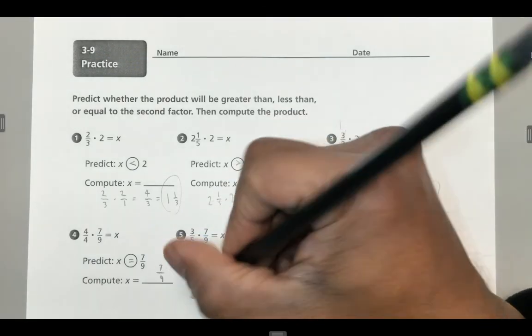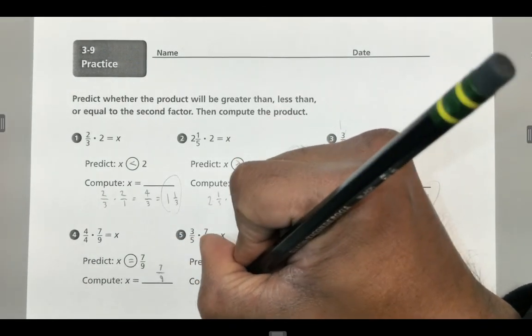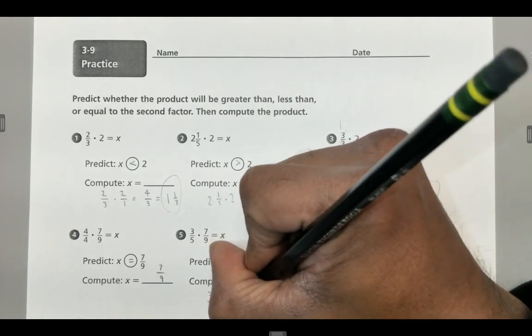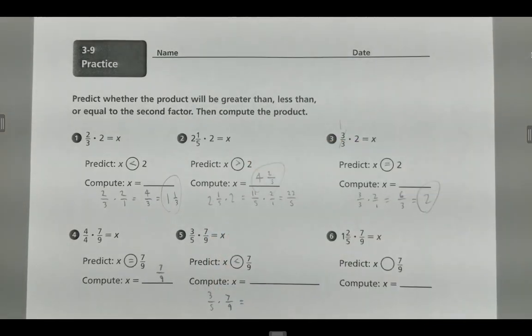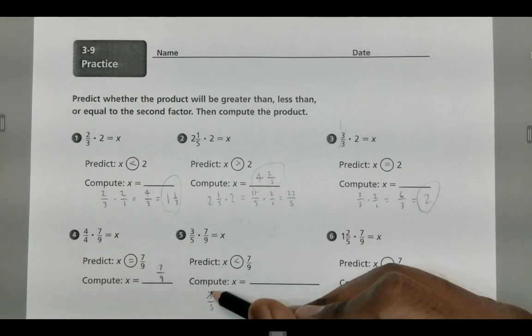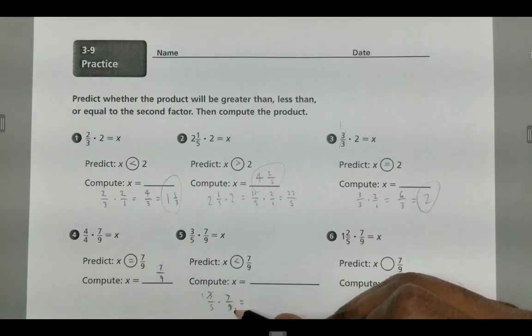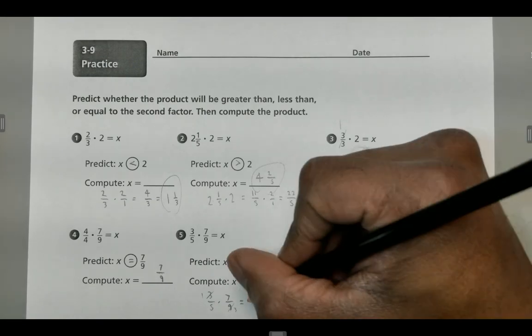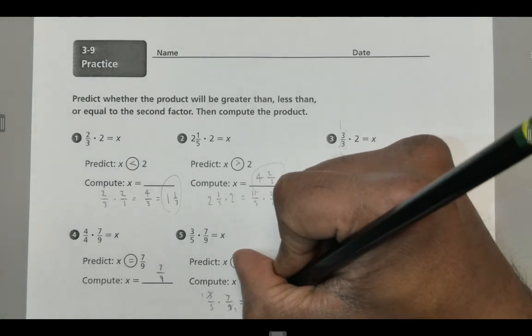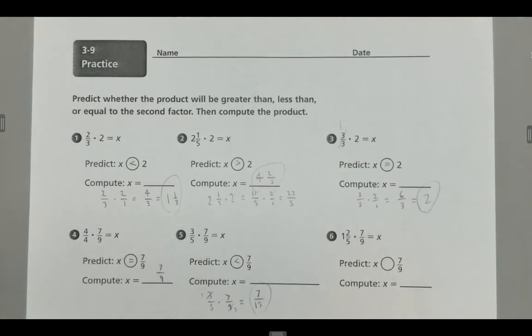Okay, let's prove this. 3/5 multiplied by 7/9. Do you see an opportunity to use cross-canceling? 3 goes into itself once, 3 goes into 9 3 times. 1 times 7, 7. 5 times 3 is 15. Get an answer of 7/15.